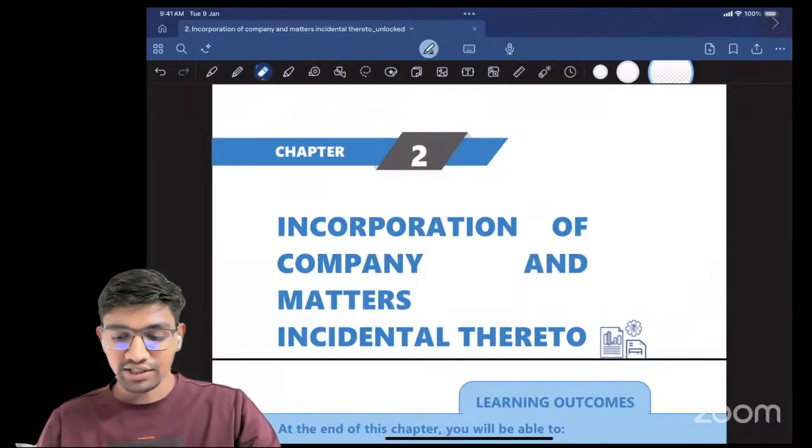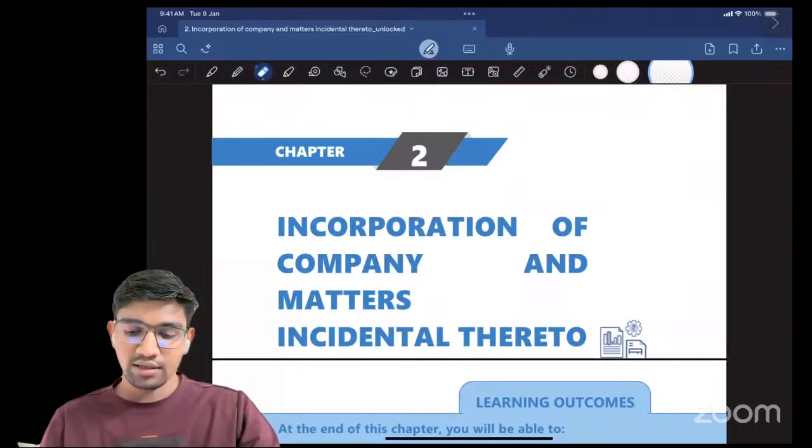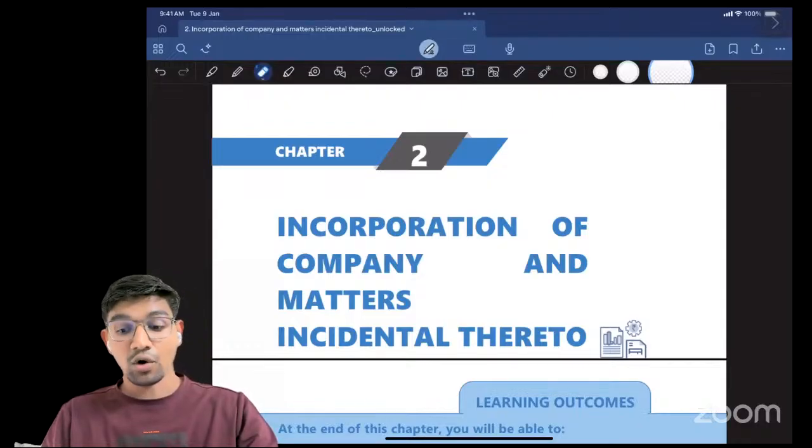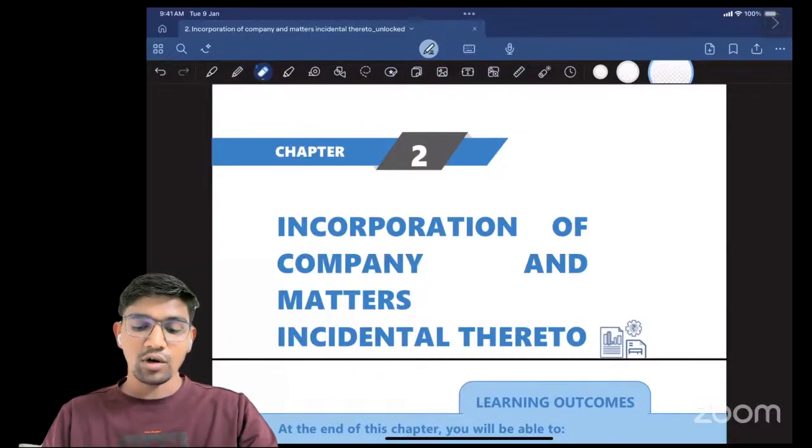Now, we'll see Section 3, that is, the formation of a company. We will see Section 3, subsection 1, and Section 3, subsection 2. In the pre-independence era, companies were granted rights by royal charter, but now a company is incorporated either by a special act of the legislature or under the Companies Act 2013. Accordingly, an incorporated company may be either a chartered company, a statutory company, or a registered company.